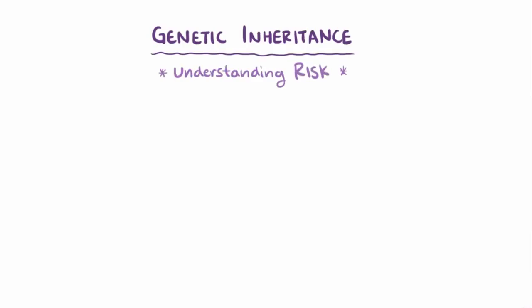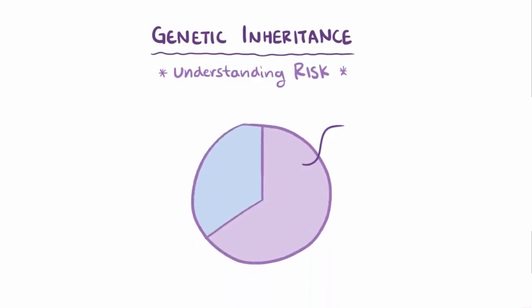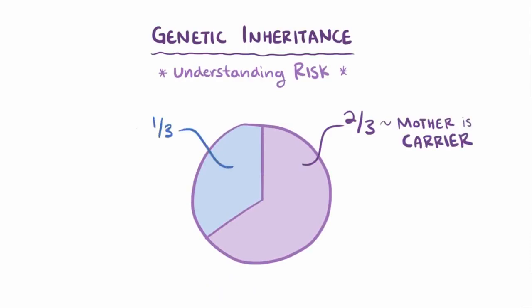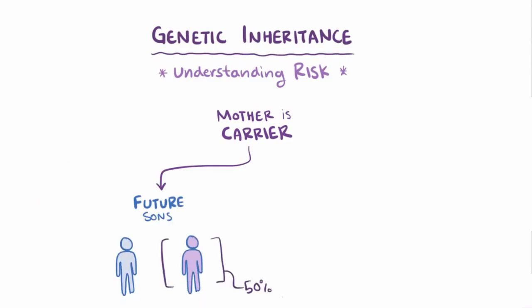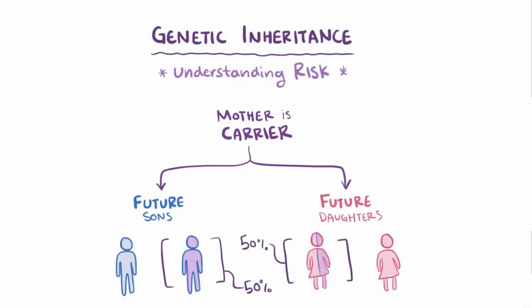Given the possibility of genetic inheritance, counseling parents of the person and understanding the risk of having another child with these conditions is important. About 2/3 of the time, the person's mother is a carrier, and the other third of the time, the disease is sporadic, which means it's caused by a new mutation. If the mother's a carrier, and we look at our future sons, half or 50% will end up having the mutation. And if we look at our future daughters, half or 50% of them will be carriers for the mutation.